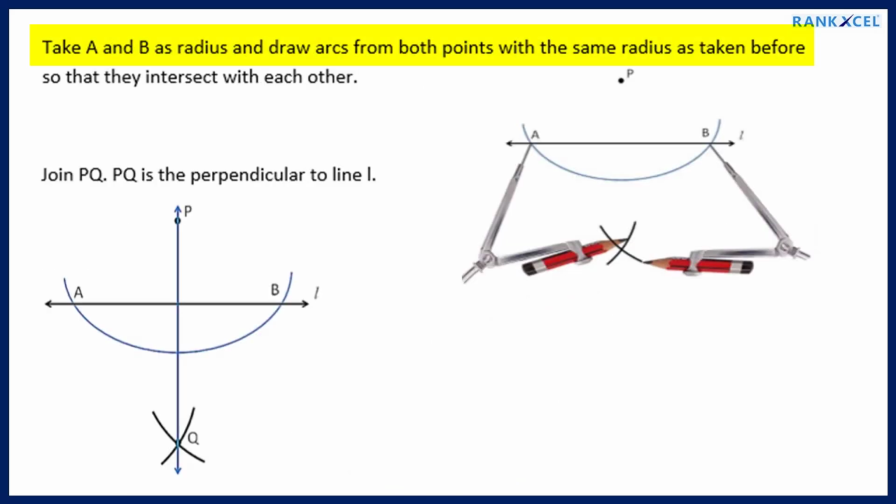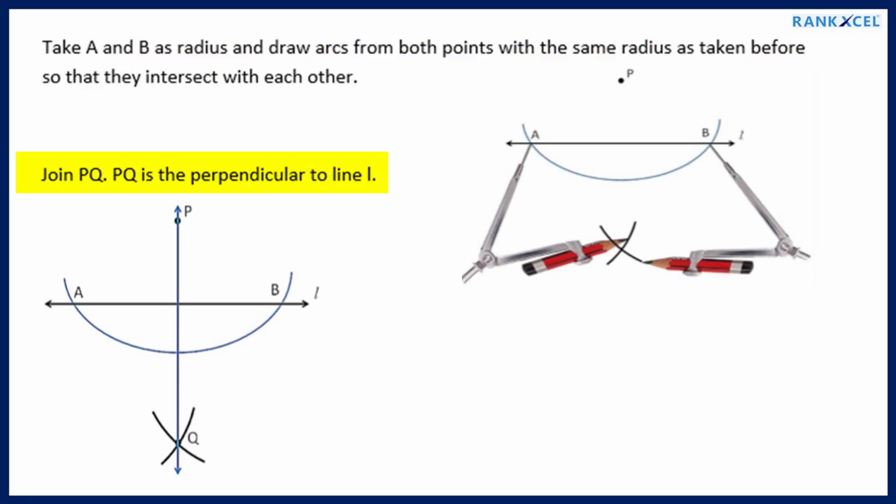Take A and B as centers and draw arcs from both points with the same radius as taken before, so that they intersect each other. Join PQ. PQ is the perpendicular to line L.